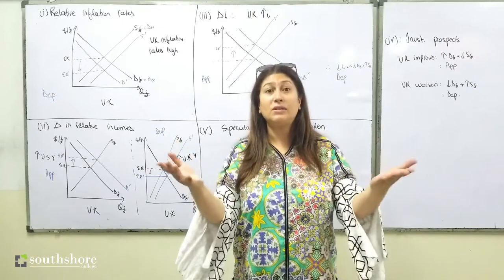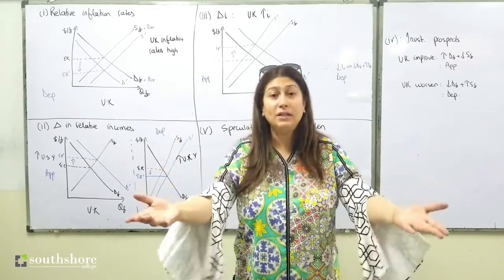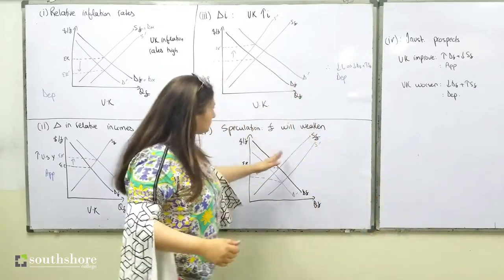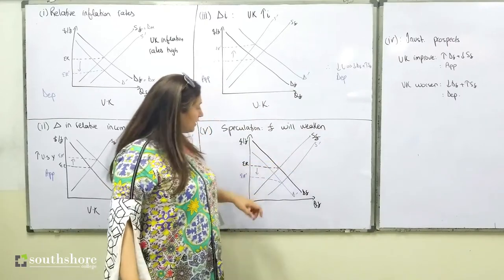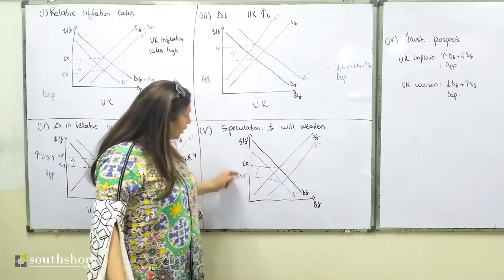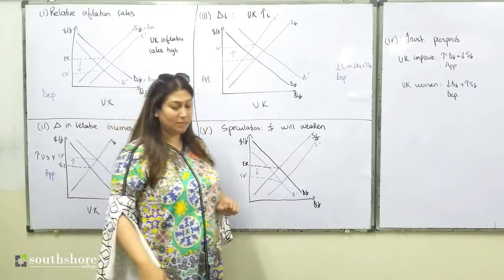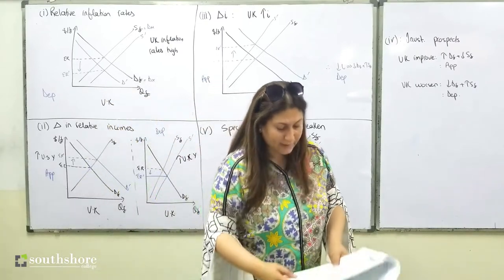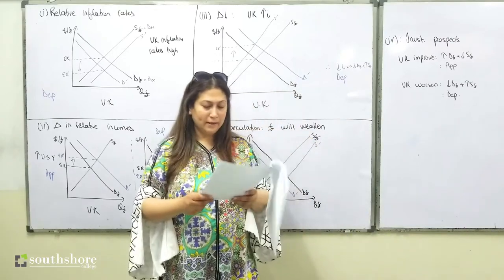So suddenly they will start selling their pounds, the market will be flooded with people selling their currency. Supply of pounds will increase. This combination of a reduction in demand and an increase in supply will cause the actual event to take place. So this is going to be really important later, but let's read what we have written over here.